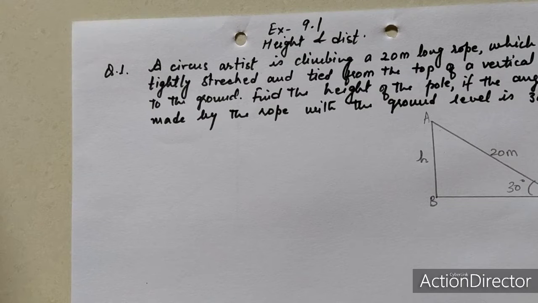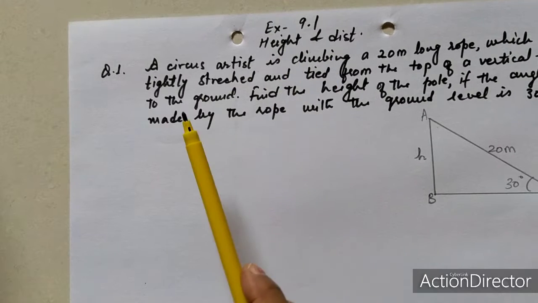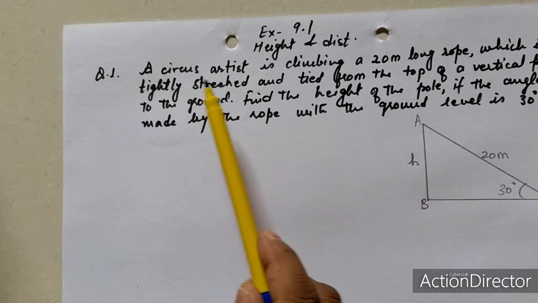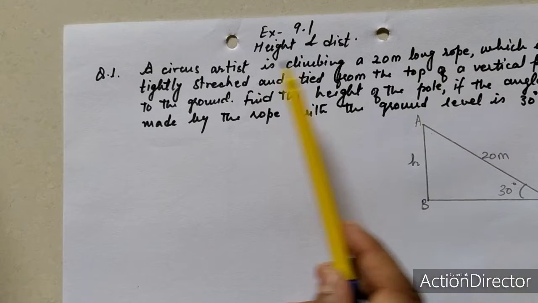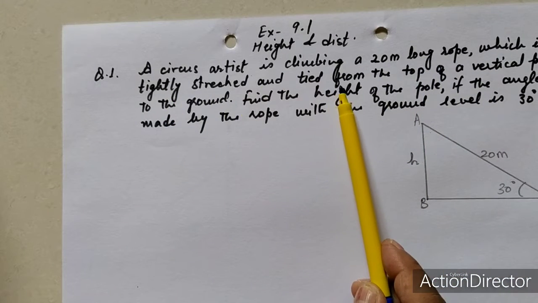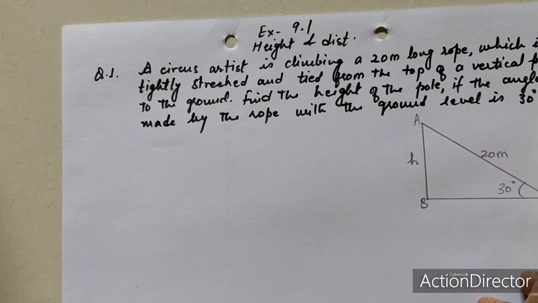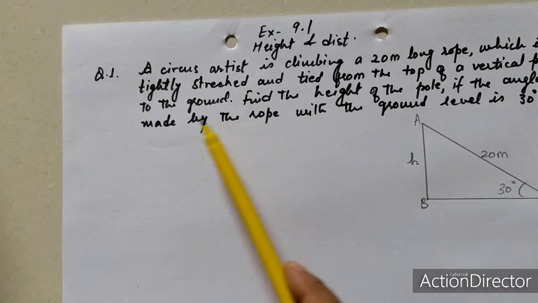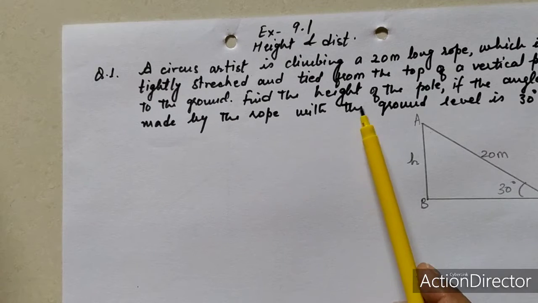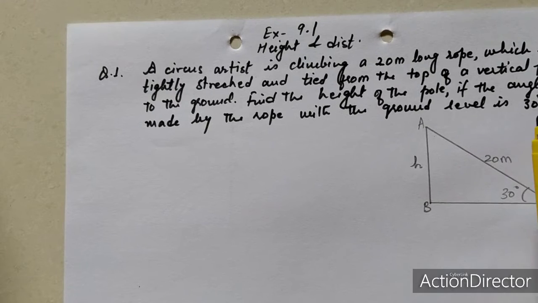So here is the first question based on height and distance of exercise 9.1, I am going to read: a circus artist is climbing a 20-meter long rope which is tightly stretched and tied from the top of a vertical pole to the ground. Find the height of the pole if the angle made by the rope with the ground level is 30 degrees.